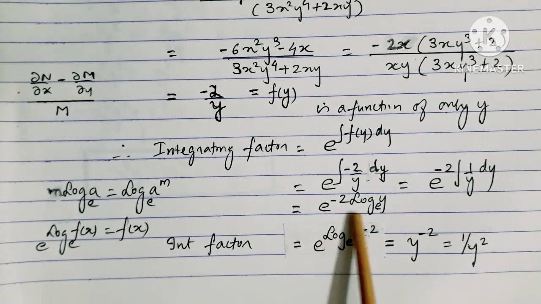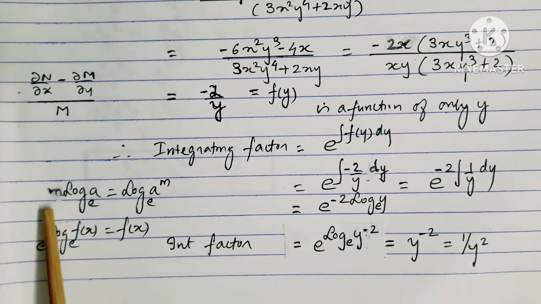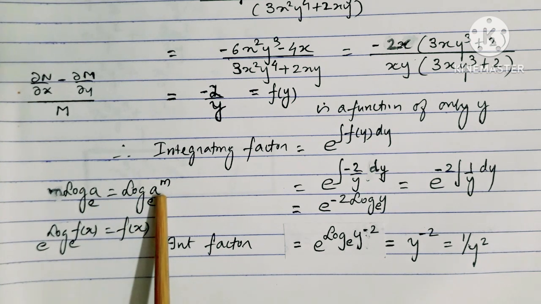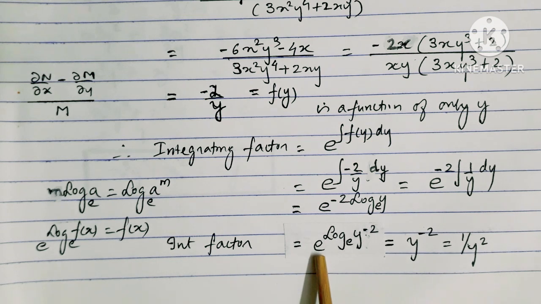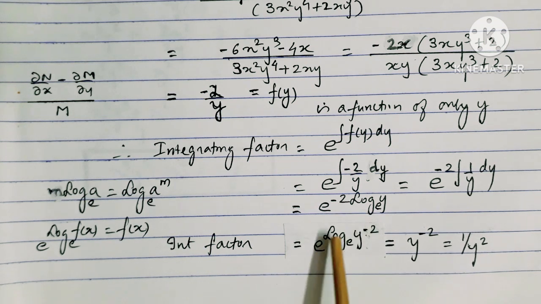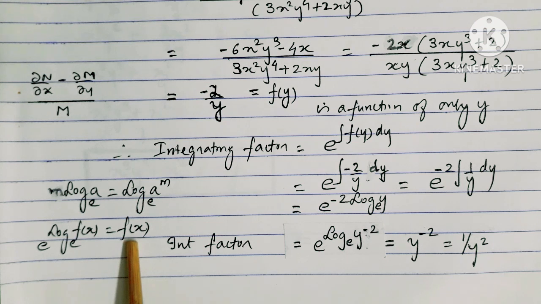Now we can simplify this integrating factor with the help of the property of log, which is m log a to the base e is equal to log a raised to m to the base e. Therefore we can write the integrating factor as e raised to log y raised to minus 2 to the base e. And we can further simplify this integrating factor by using another property of log, which says that e raised to log f of x to the base e is equal to f of x.